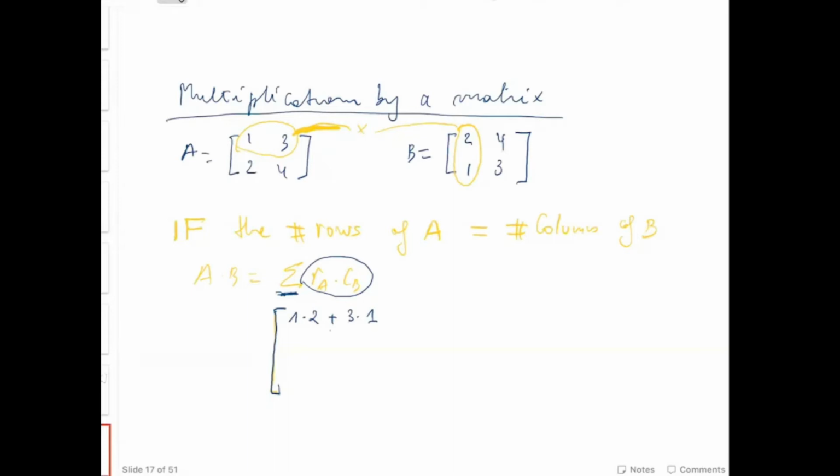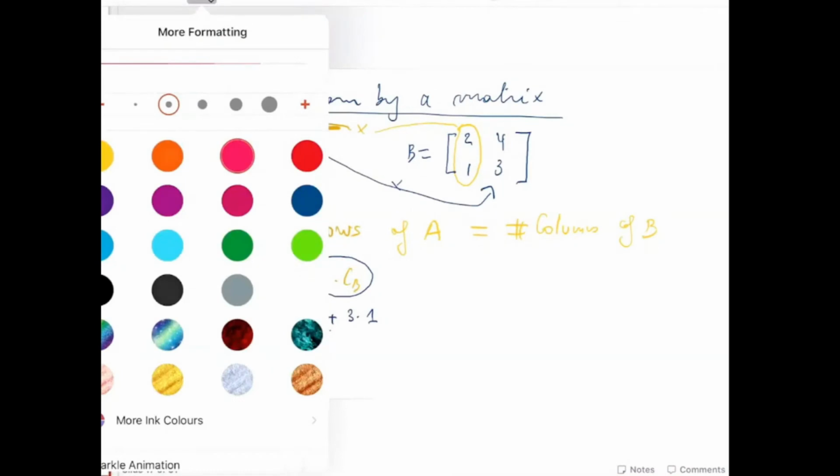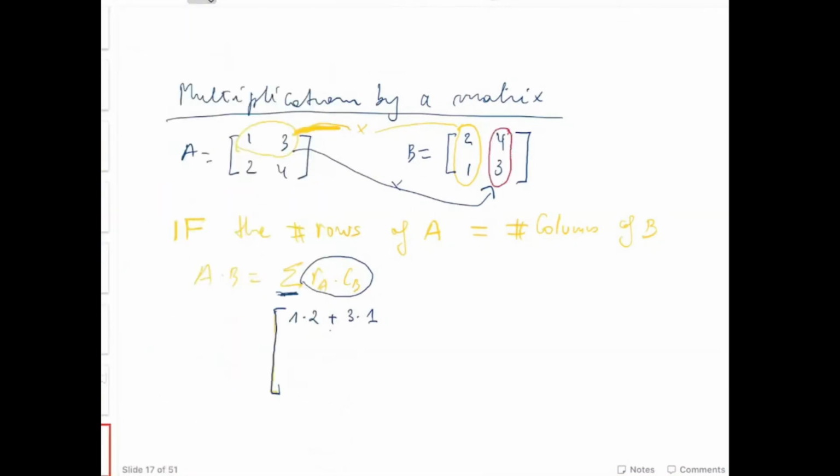Then the second term will then be the same here, then multiply by the second column. Let's multiply and sum. So what we have in the second column, in the second position, we have 1 times 4 plus 3 times 3.